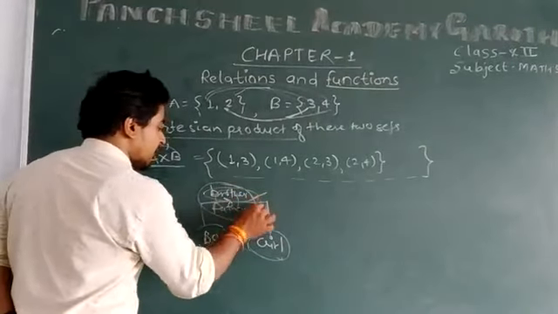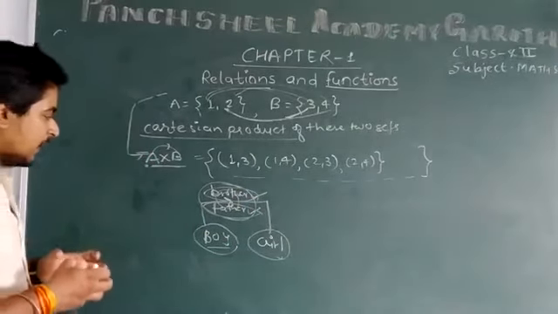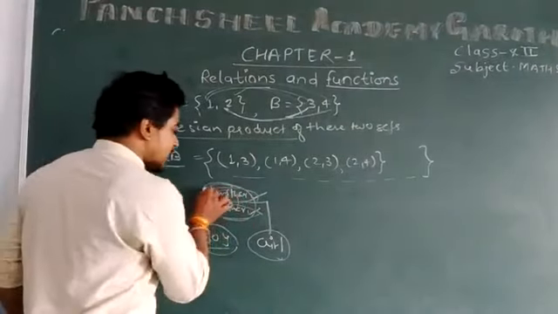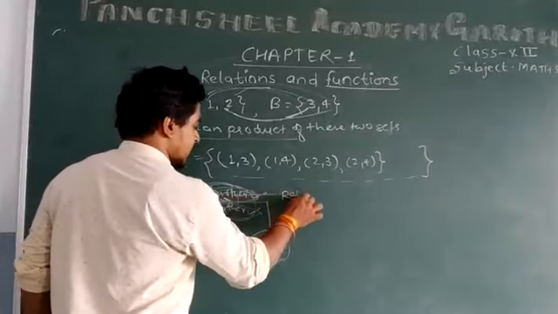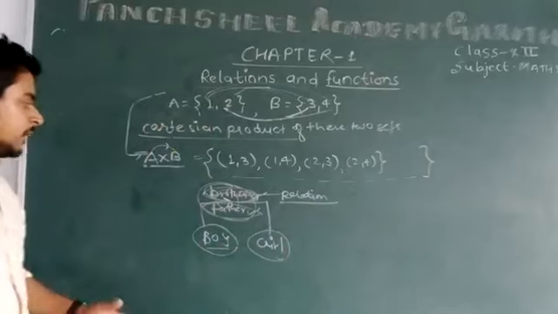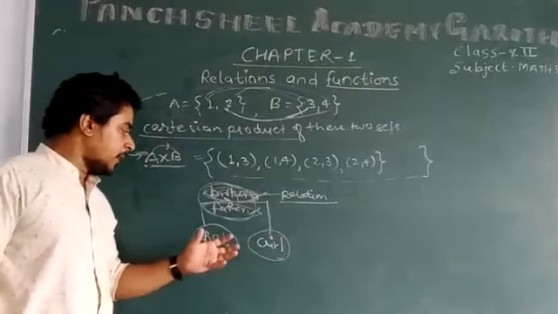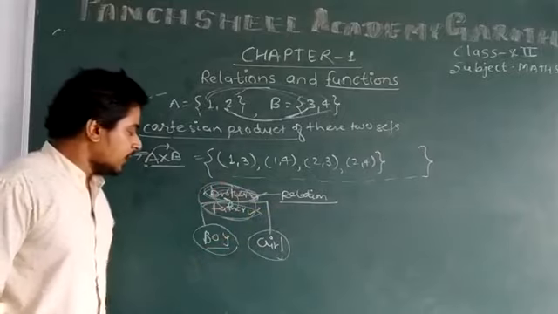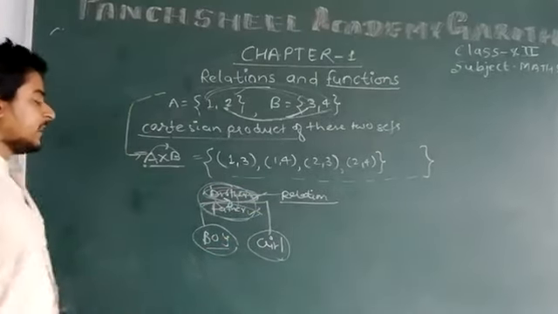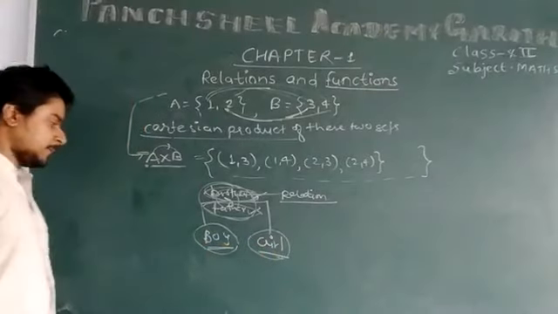This bond, which is defining a particular relation between them, is called the relation. A bond which indicates a particular relation, a particular bond, this bond is called the relation. But for defining the relation, we need at least two elements.